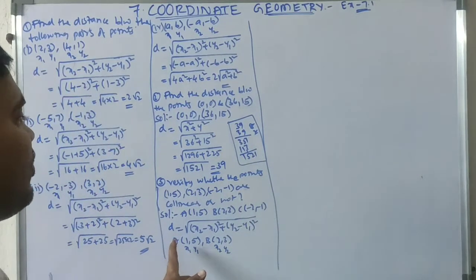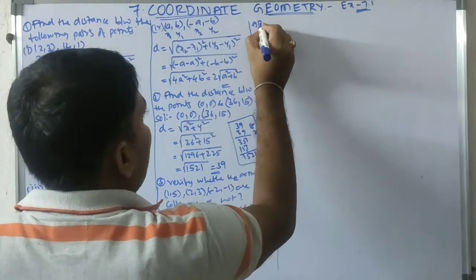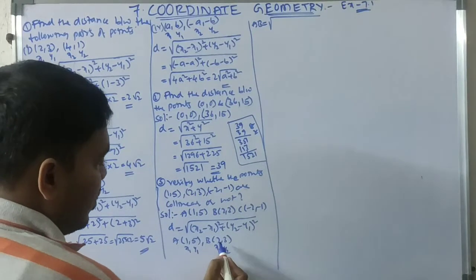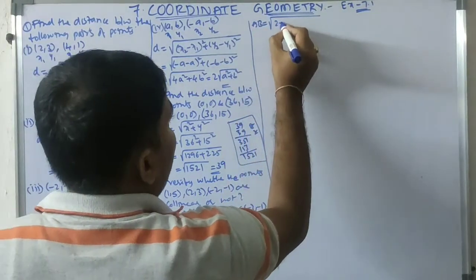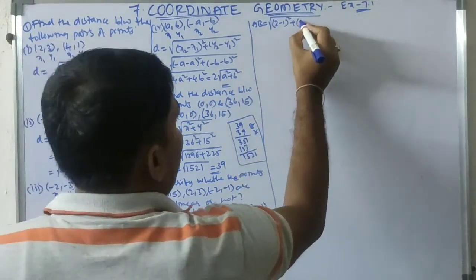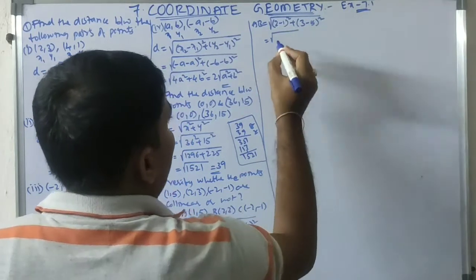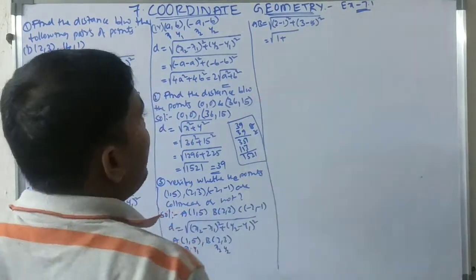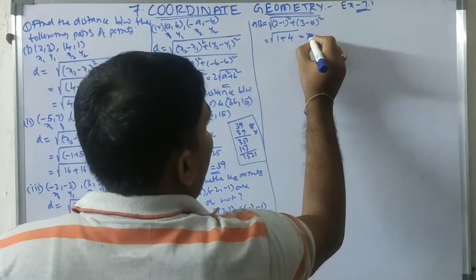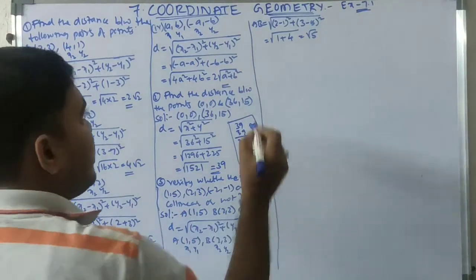I don't want to write the formula again because already I wrote it. Distance AB equal to under root of (2 minus 1) whole square plus (3 minus 5) whole square. 2 minus 1 is 1, square 1, plus 3 minus 5 is minus 2, square 4. 1 plus 4 is 5, root 5. So we got AB.